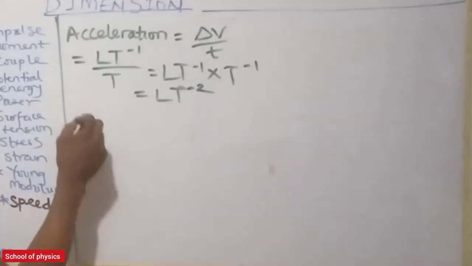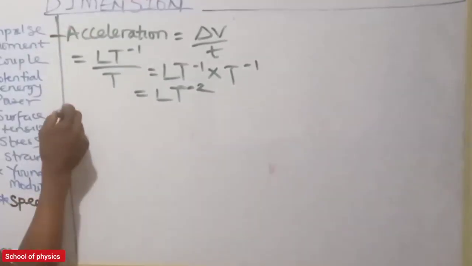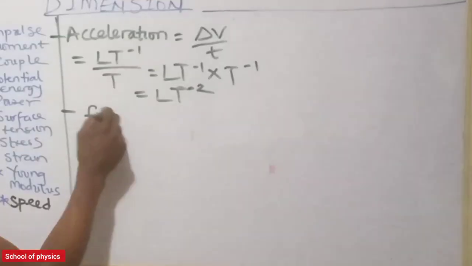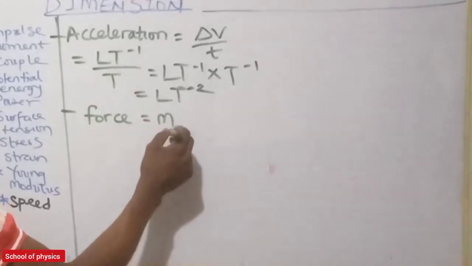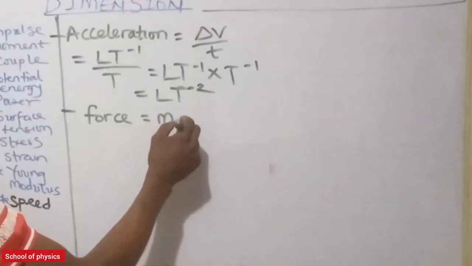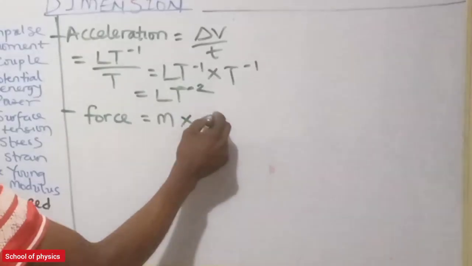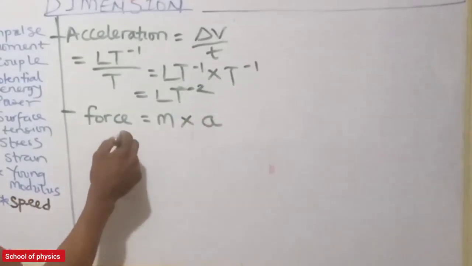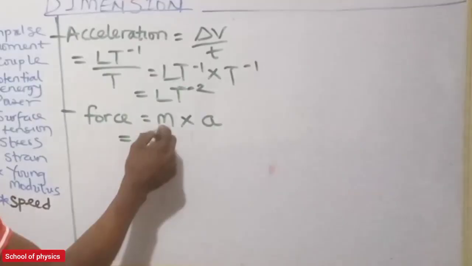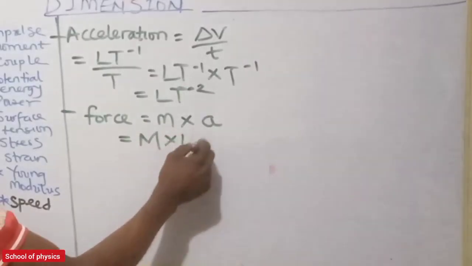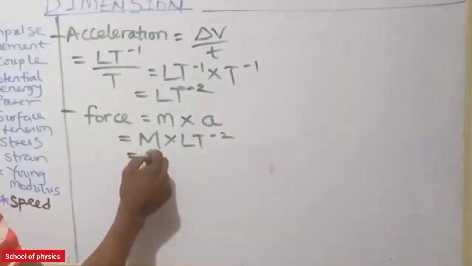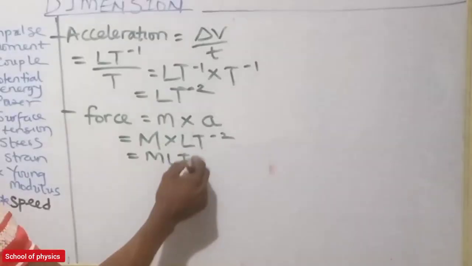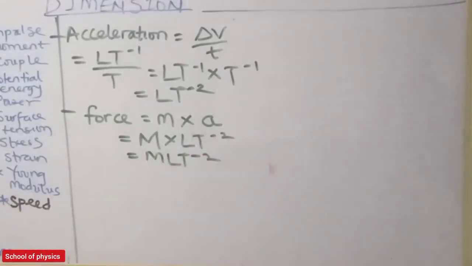Next on the list is force. Force is the product of mass and acceleration of an object. So mass times acceleration. We know our mass as M and our acceleration as LT minus 2. So the product of both should give us MLT raised to the power of minus 2.